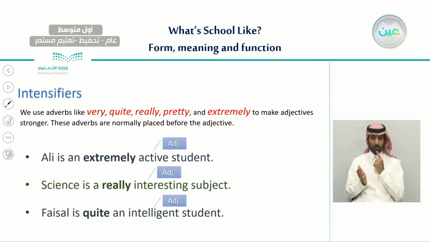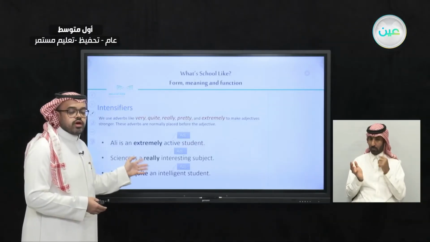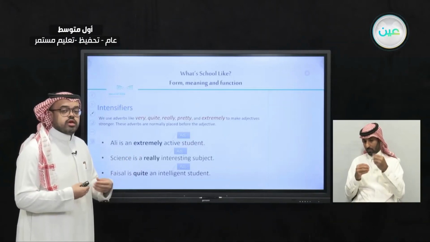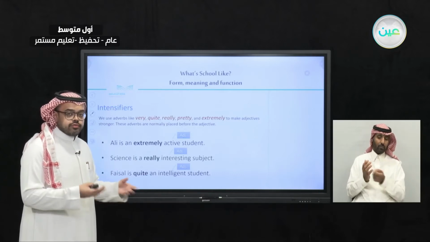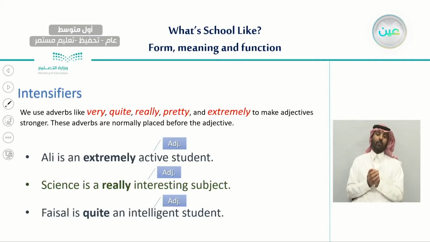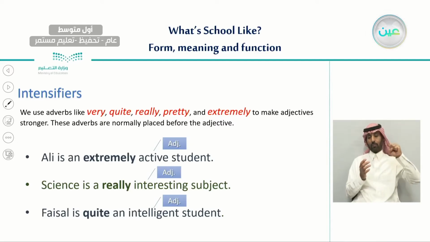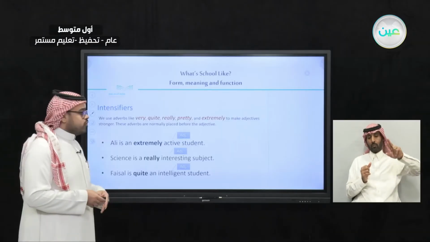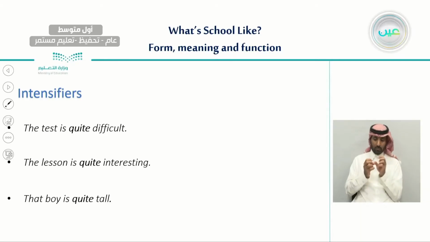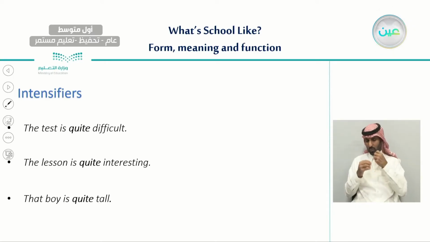So when you listen or when you read those intensifiers, you know what the speaker is trying to convey in those sentences. But here I want you to have a look at the last one. Faisal is quite an intelligent student. Actually, with quite, this particular intensifier, we can use it before articles. For example, we can say the test is quite difficult. So here we have quite, and here we have the adjective.